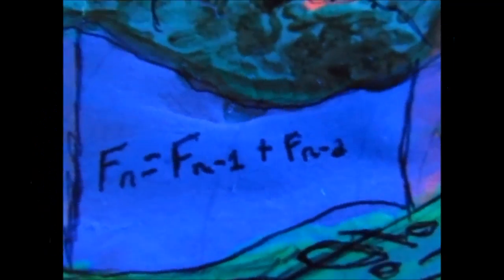And for those of you who do know about it, and even if you don't, this is actually the Fibonacci rule. Fn equals Fn minus 1 plus Fn minus 2. So that equation is responsible for the Fibonacci sequence.